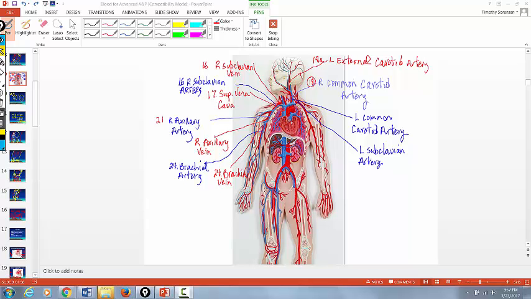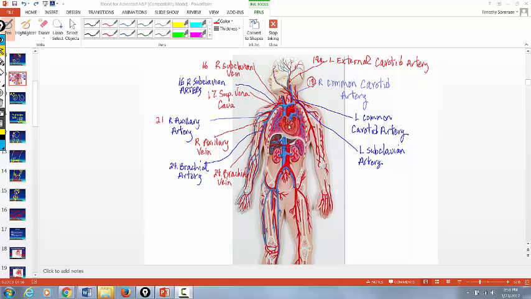Now, down here, again, you have the left subclavian artery, and again, that branches down into the left brachial artery. Down here, you have the right ulnar artery and right radial artery. And then you have the right radial vein and right ulnar vein.